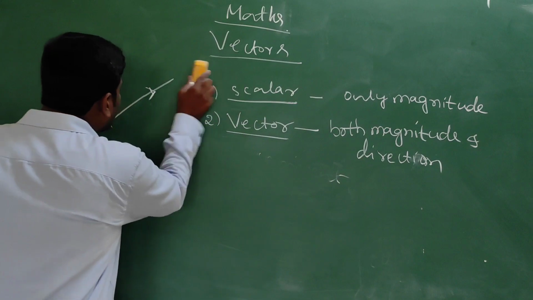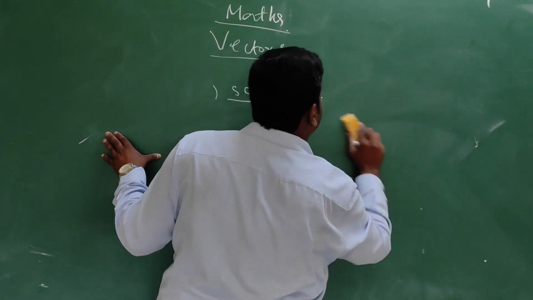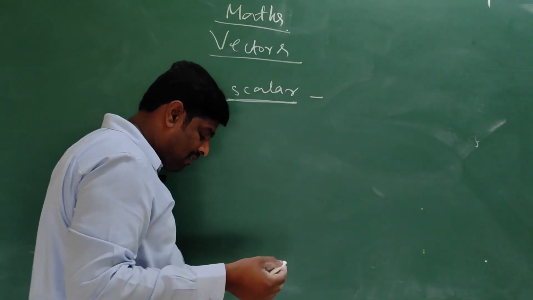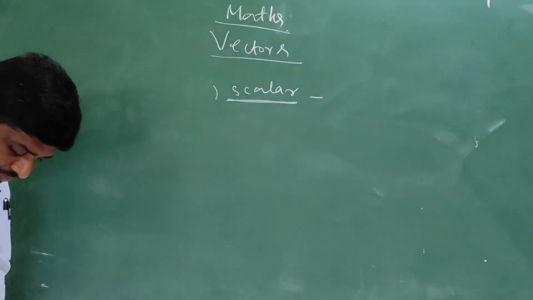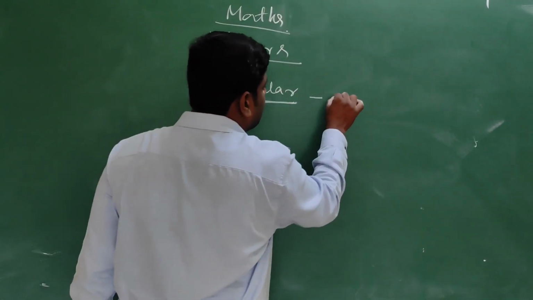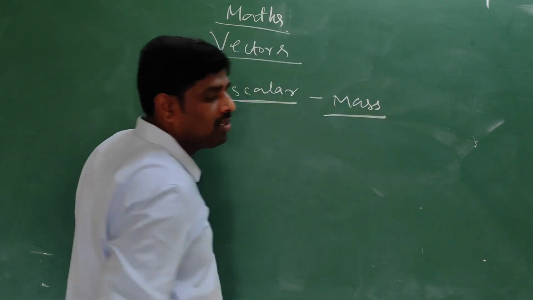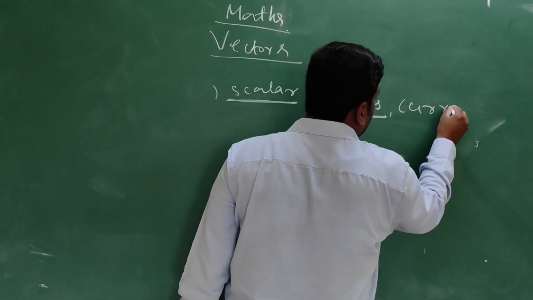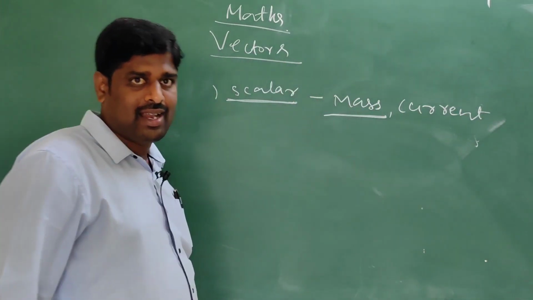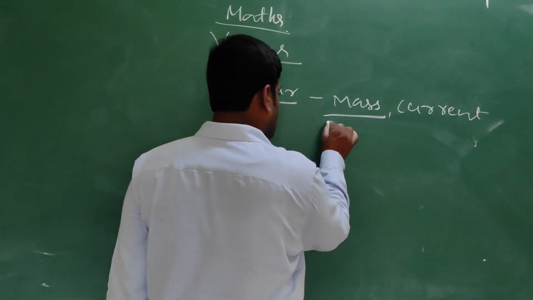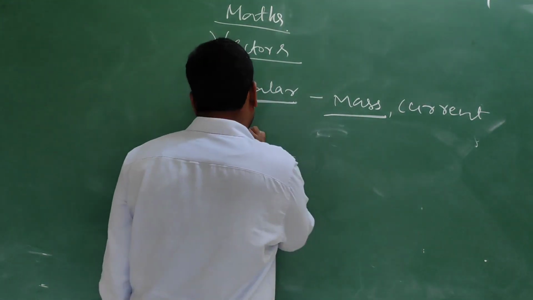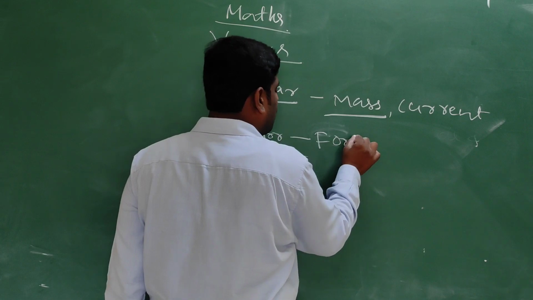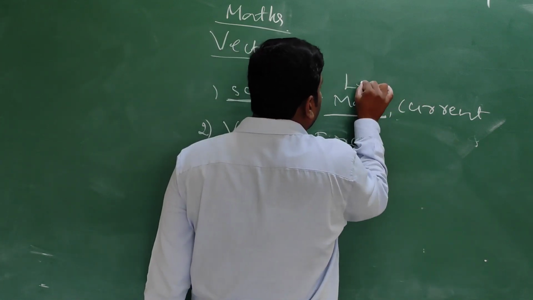Examples for scalar: a scalar has only magnitude. Mass is a scalar. Current is a scalar. Length is also a scalar. Displacement is a vector. Vector examples: force, displacement, velocity.